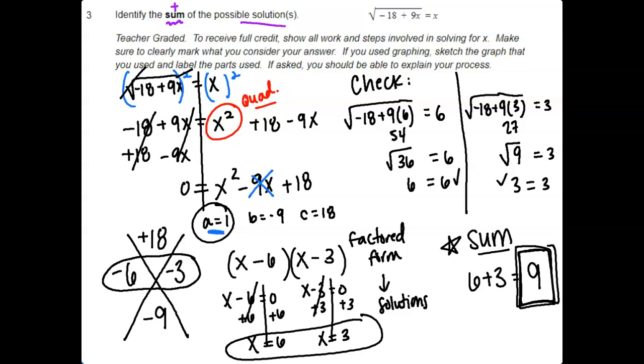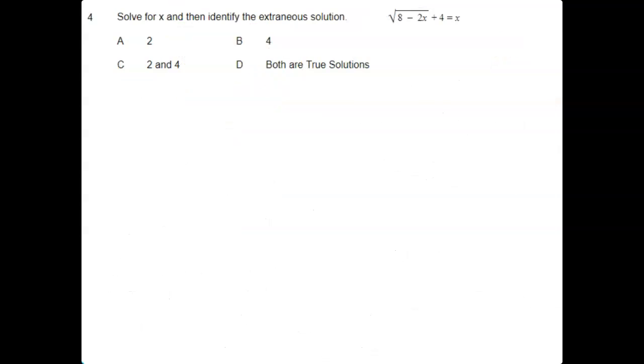All right, last but not least. So again, we're going to solve for x and then identify the extraneous solution. So we don't want the true solution, we want the fake solution. We want the extraneous one. So let's go and get this set up.